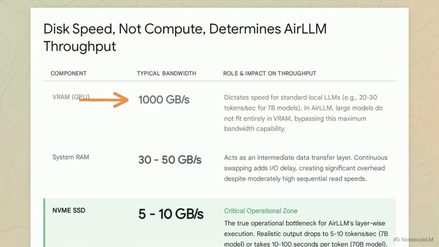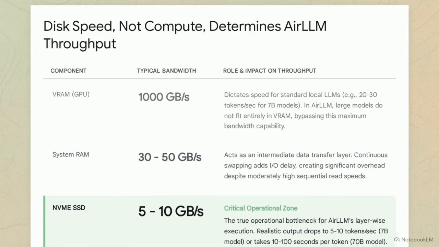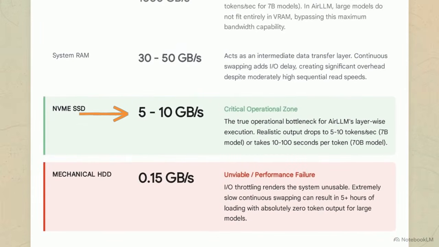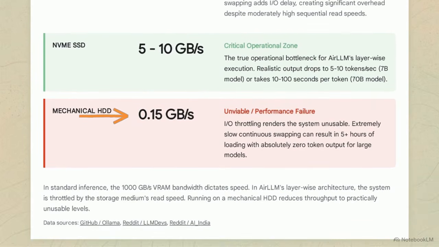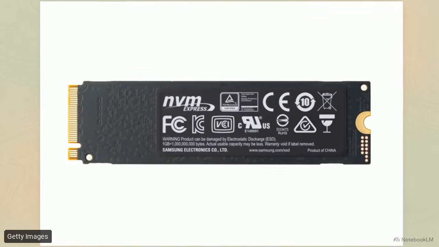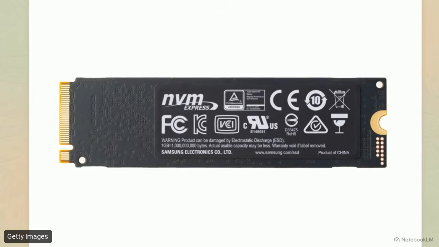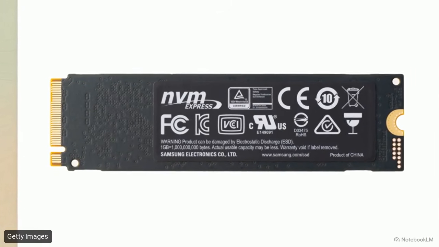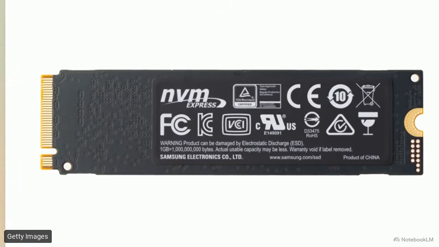VRAM hits 1,000 gigabytes per second. NVMe SSDs max out between 5 and 10 gigabytes per second, limiting output to 10 tokens per second. Mechanical hard drives provide 0.15 gigabytes per second, halting output completely. The storage drive acts as the primary AI accelerator. The physical read limits of the SSD entirely throttle the internal capabilities of the graphics card.